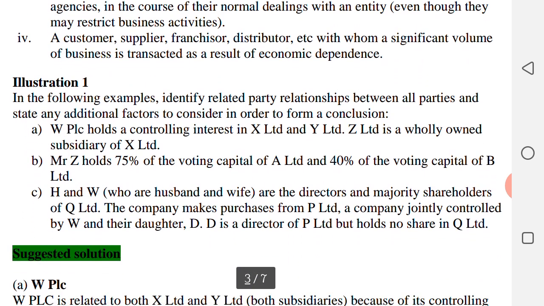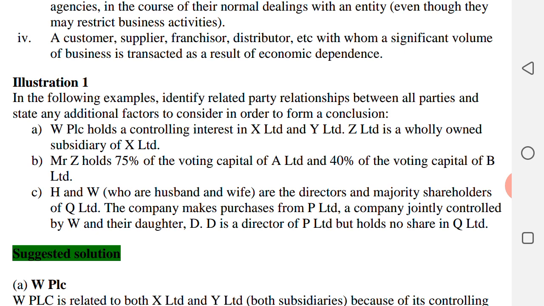Now let's look at this illustration. In the following examples, identify related party transactions between all parties and state any additional factors to consider in order to form a conclusion.